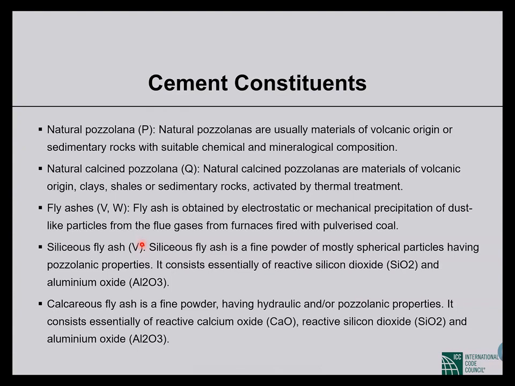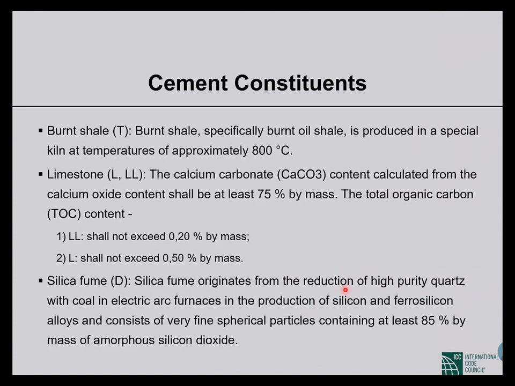Now, there are two types of fly ashes, siliceous fly ash and calcareous fly ash. They have slightly different properties and different composition, but both are used in cement. There are other different types of additives like burnt shale. Shale is a kind of rock. When it is burnt at very high temperature, a pozzolanic material is produced. In our Chittagong Hill Tracts, the hills are mostly made of shale. But burnt shale is not used in the cements that are available in Bangladesh.